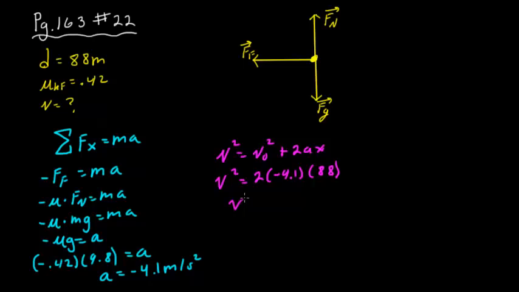So v squared equals 721.6. And then we take the square root of both sides, and we're left with our velocity equaling 27 meters per second. Fair enough.